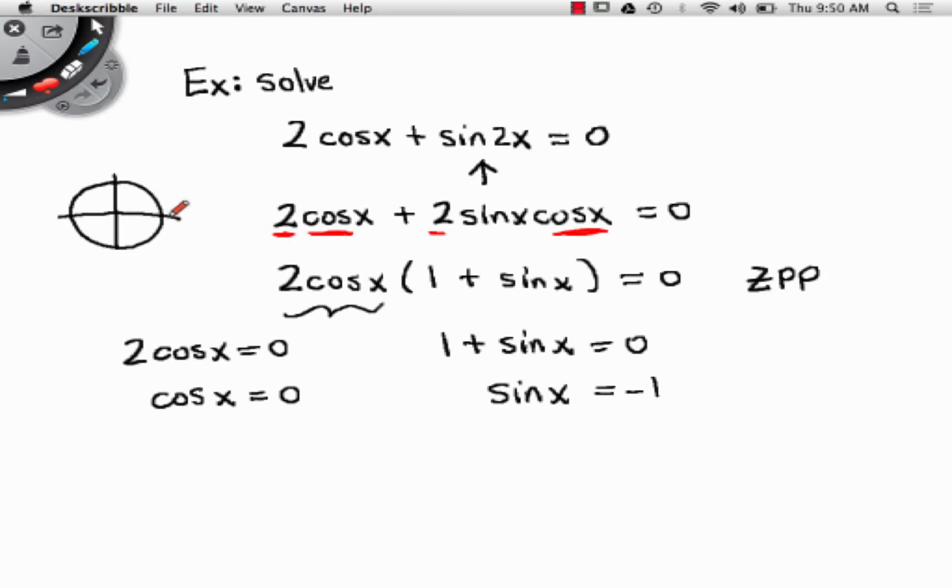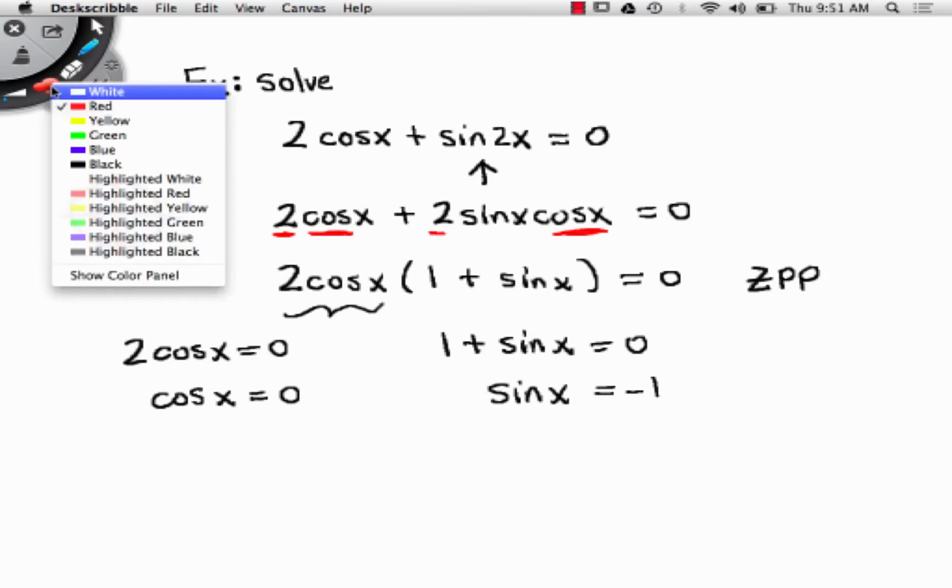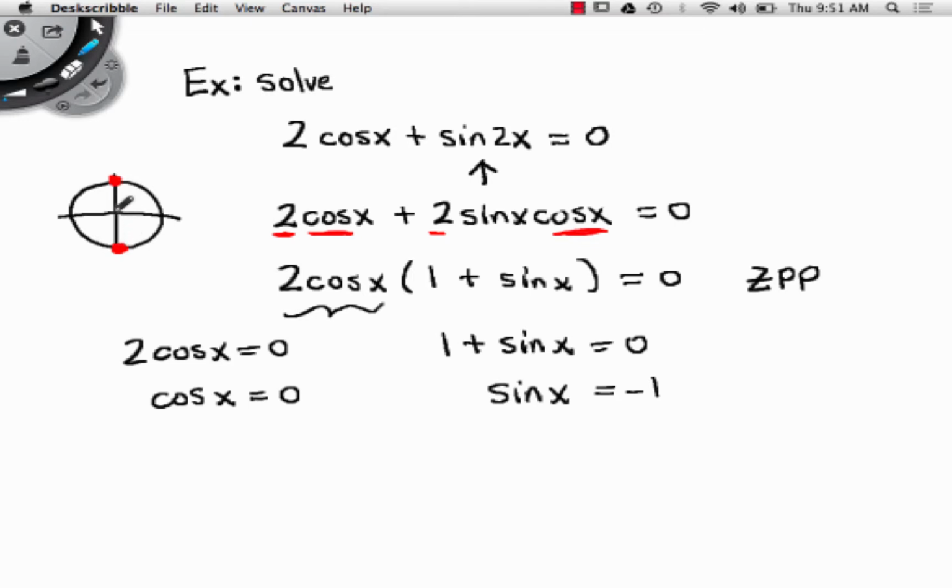At 0, it would be 1, and at pi, it would be negative 1. Pi over 2 and 3 pi over 2, those are the two solutions for this equation. And when does sine equal negative 1? 3 pi over 2, so just right there. So my solutions to this equation are here and here.